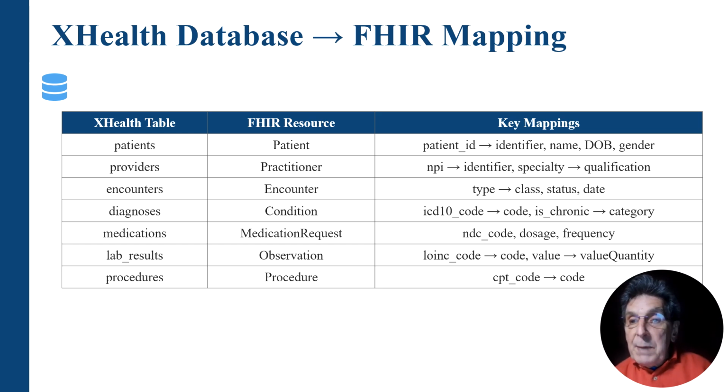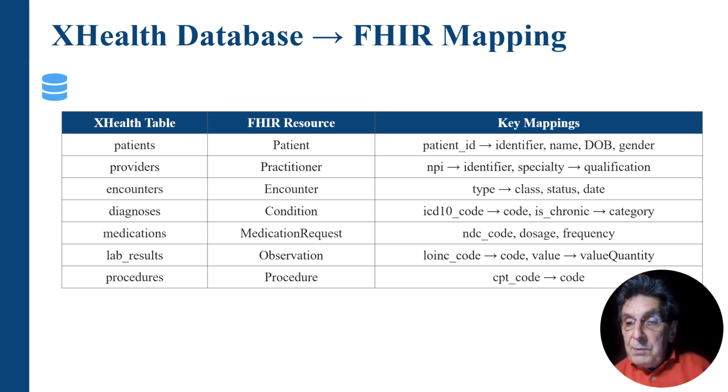The providers table maps to the practitioner resource. The NPI column becomes an identifier with the NPI system, specifically mapping to qualifications, specialty. The encounters table maps to the encounter resource. Encounter type maps to class. Status maps directly. Then the diagnosis table maps to the condition resource. The ICD-10 code maps to the code in the ICD-10-CM system.